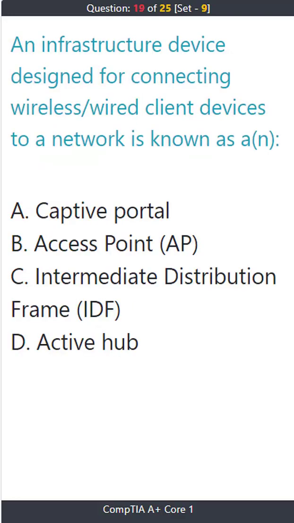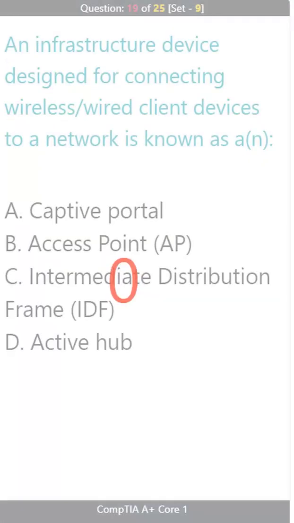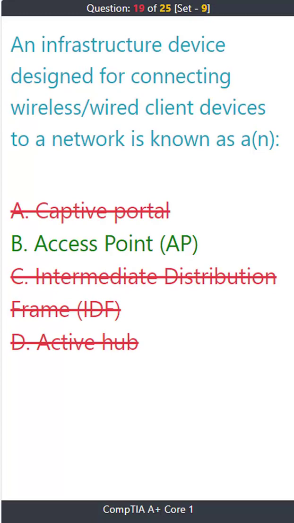Question 19. An infrastructure device designed for connecting wireless/wired client devices to a network is known as A. Captive portal, B. Access point, AP, C. Intermediate distribution frame, IDF, D. Active hub. The correct answer is B. Access point, AP.